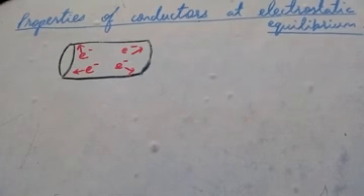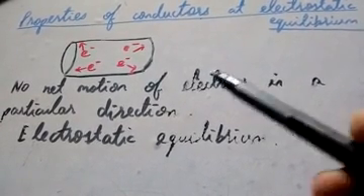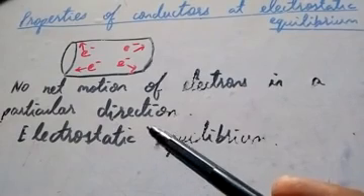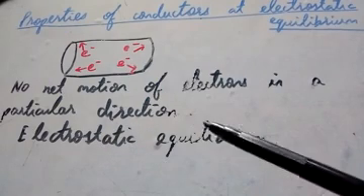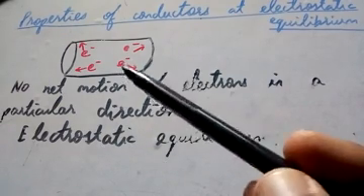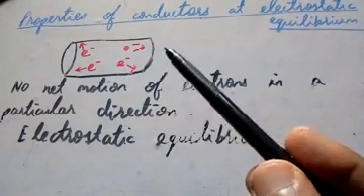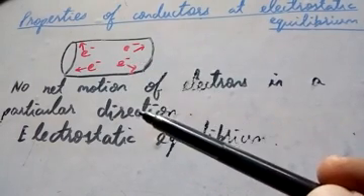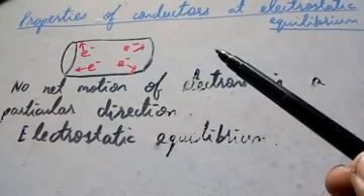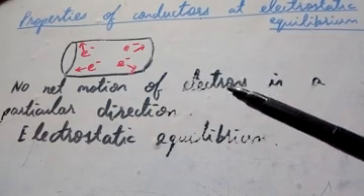So we can say they are in electrostatic equilibrium. Let me write that. So here there is no net motion of electrons in a particular direction. So the whole wire is in the state of electrostatic equilibrium. That means the electrons go in random directions and they cancel each other. That means the electric fields cancel each other. So you can see they are in electrostatic equilibrium. That means the electrons don't go in a particular direction. Now let us see some important properties of conductors at electrostatic equilibrium.